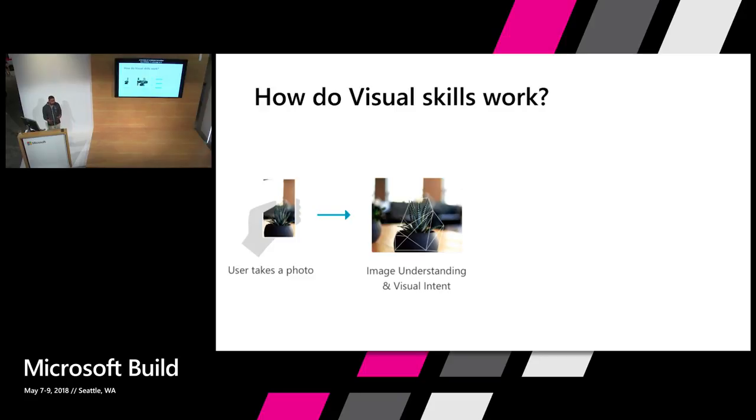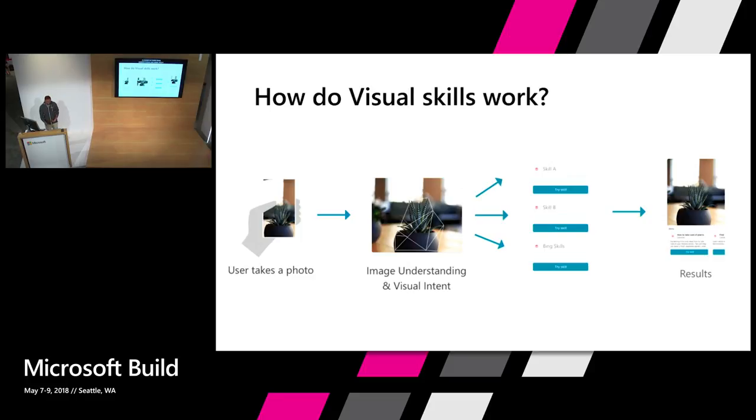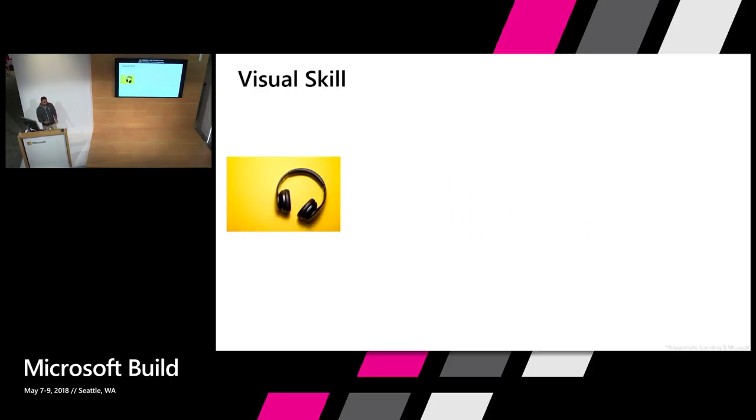Based on this image understanding and visual intent, we request a set of skills that might be useful for the user. And these are shown across our first-party products and services. So let me walk through a real-world example of a skill. So far we mentioned that, for example, if you take a picture of headphones, Bing will, with our Visual Search API, be able to tell you that these are headphones.